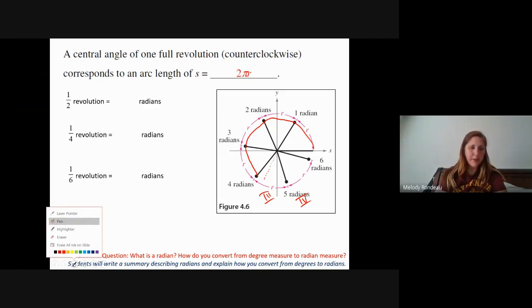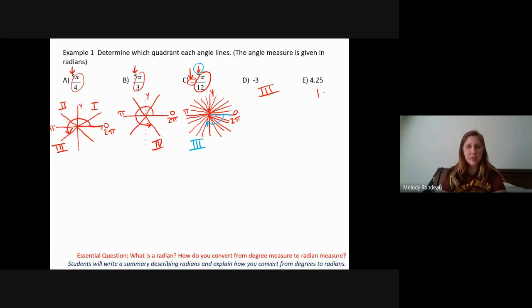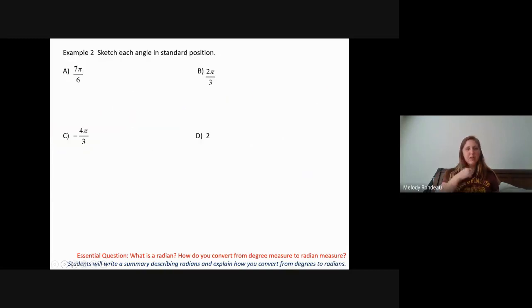Okay, and the point on these questions where they're asking what quadrant is not to give an exact picture necessarily, but we want to know, do you understand where it is? And so that gives us that understanding of where it is. Okay, so we're going to jump to the next one. This one's sketching an angle in standard position.